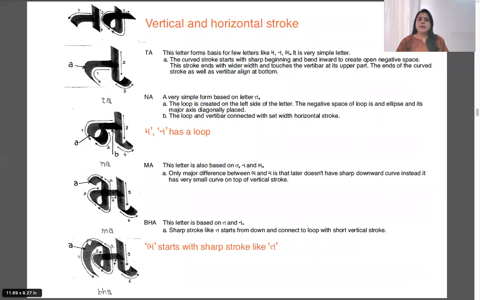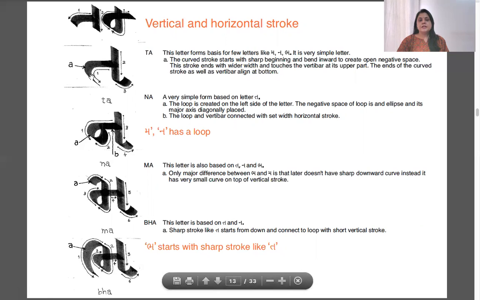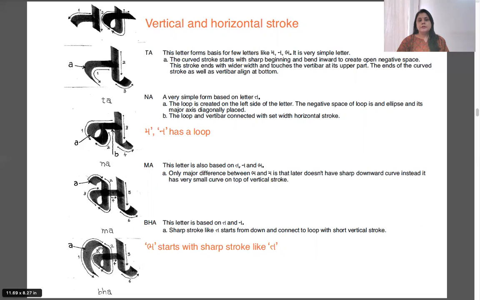Now this is the second group, which is a combination of vertical and horizontal stroke. This is the first letter T, which starts with a sharp stroke. Now N, M, and B have loops, and B starts with a sharp stroke like T.